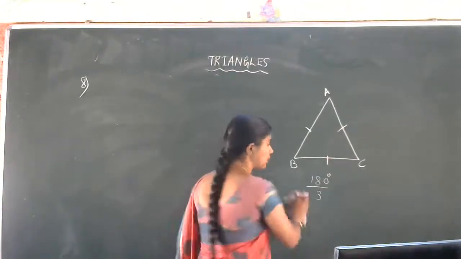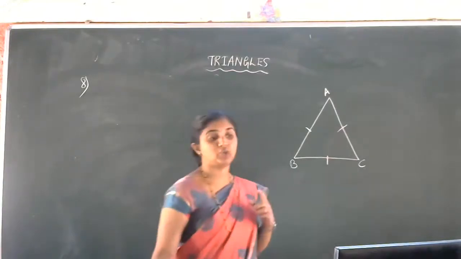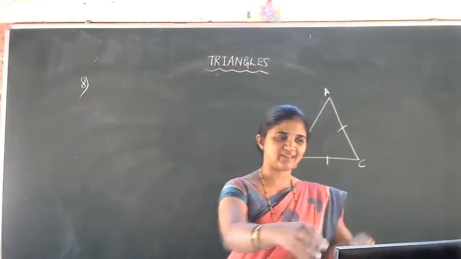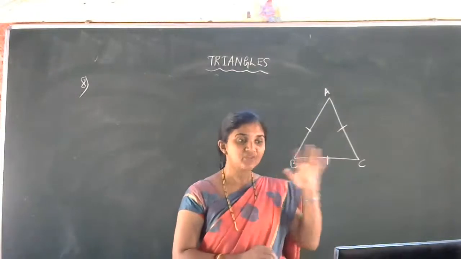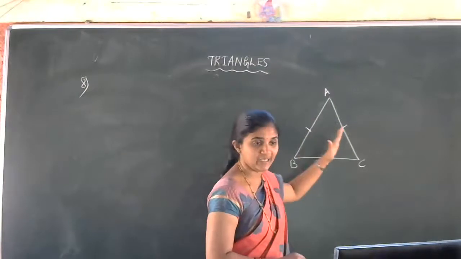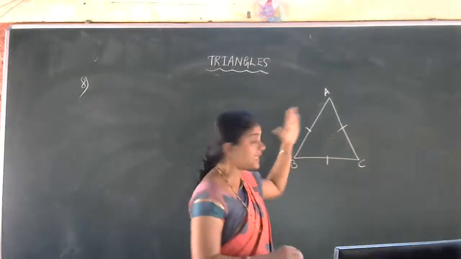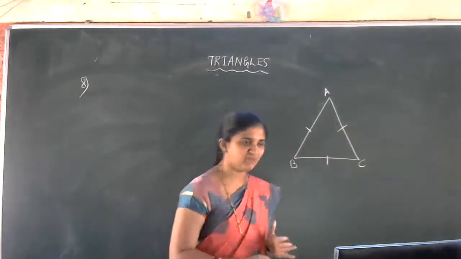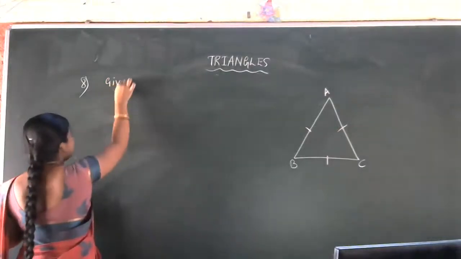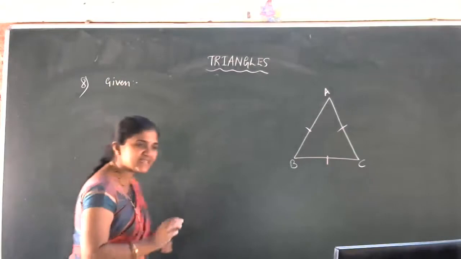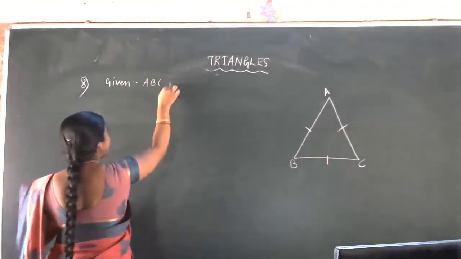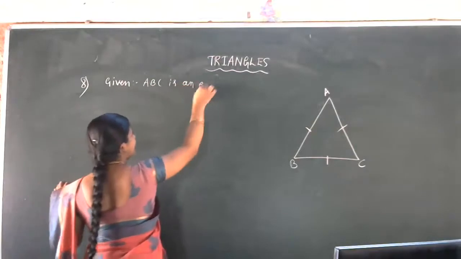This angle is equal to this. This angle is equal to this. So then this angle is also equal to this, no? So what can we observe here? All the three angles are equal. Yes, from equation 1 and 2 we get that all the three angles, that is ABC equal to ACB, equal to BAC, are equal.